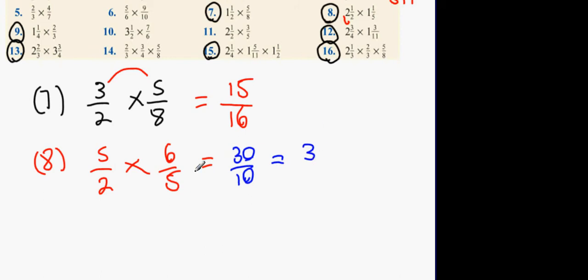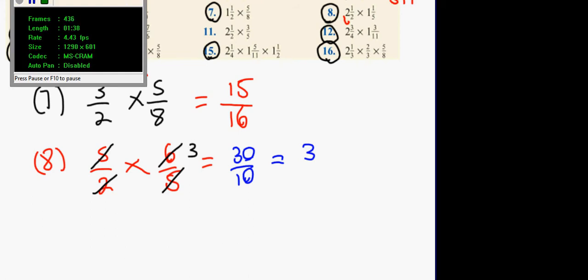The other way is if you have a 5 above the line and you have a 5 below the line, they cancel. Okay? Because you're multiplying by 5 and then dividing by 5. That's the same as just multiplying by 1. You could also do 6 divided by 2. And that leaves you with 3. That's the two ways of doing it. Ryan, you have a question?